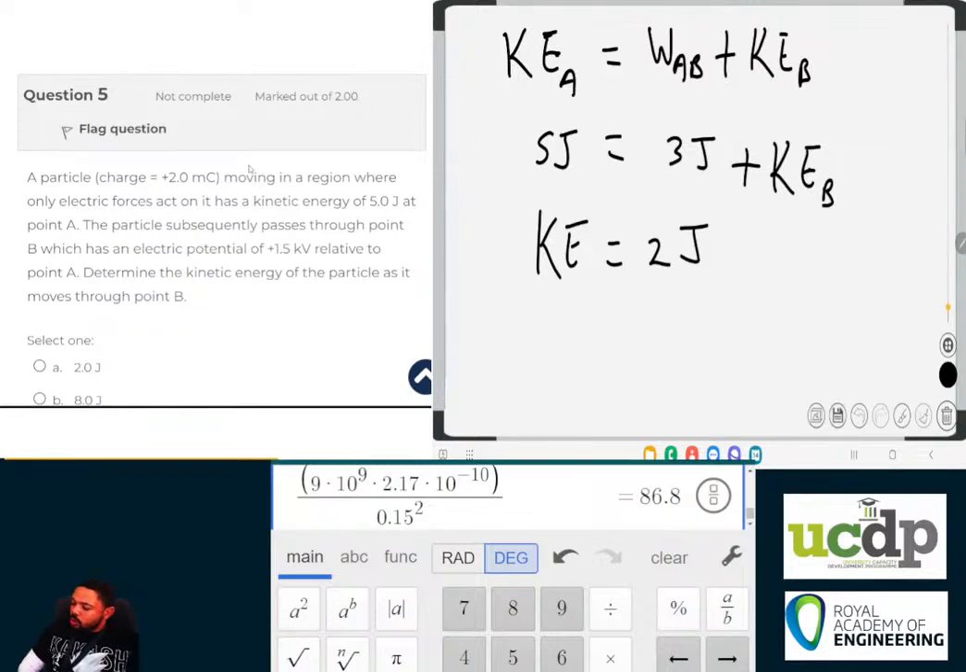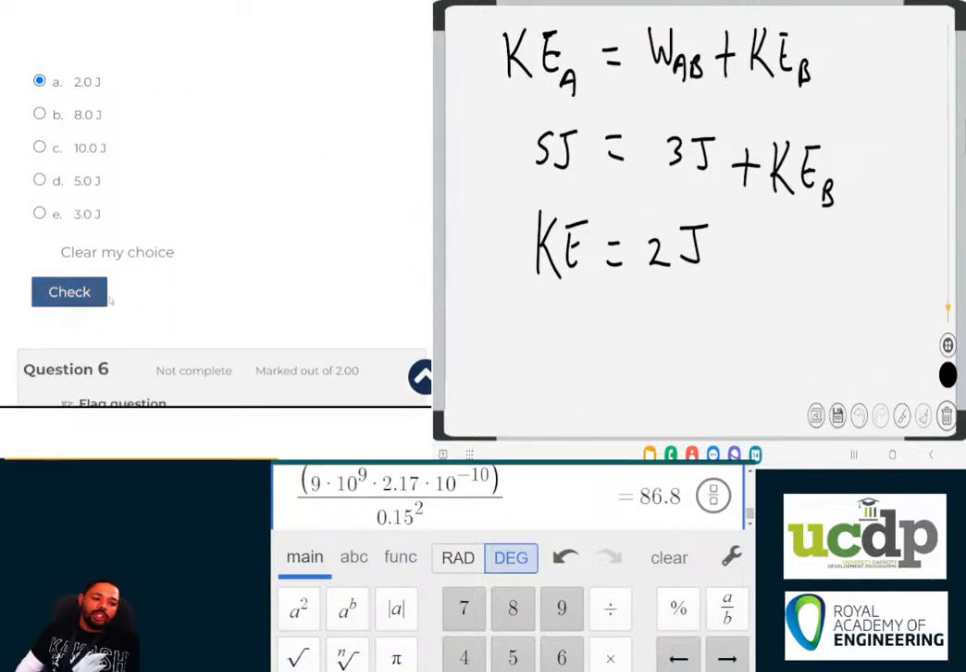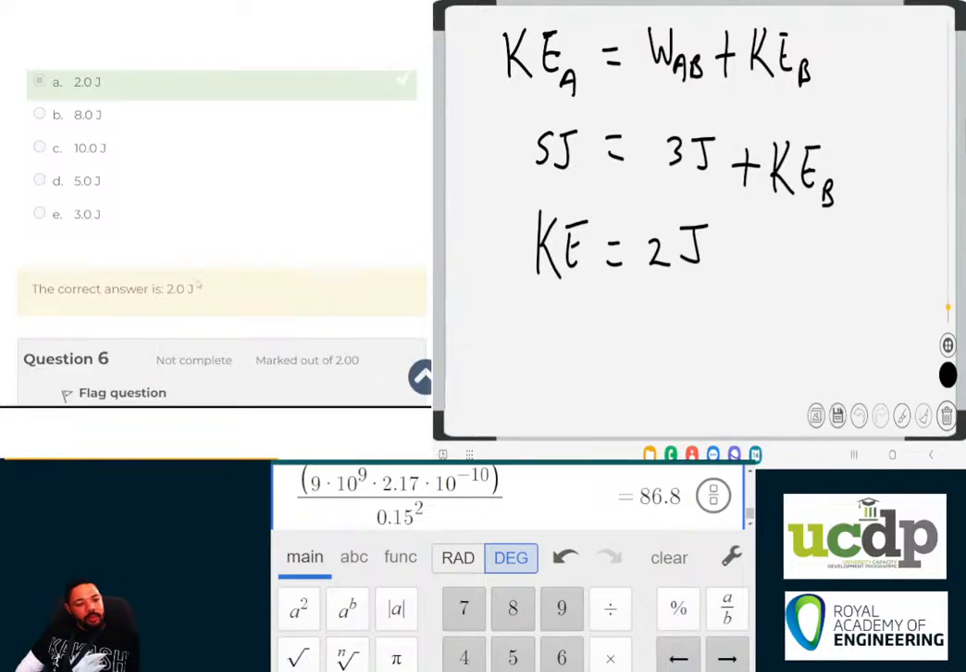It uses 3 joules of that energy in terms of work to get from A to B, which means it only has 2 joules left for its kinetic energy. So its kinetic energy should be 2 joules. Let's check. And yes, the correct answer is 2 joules.